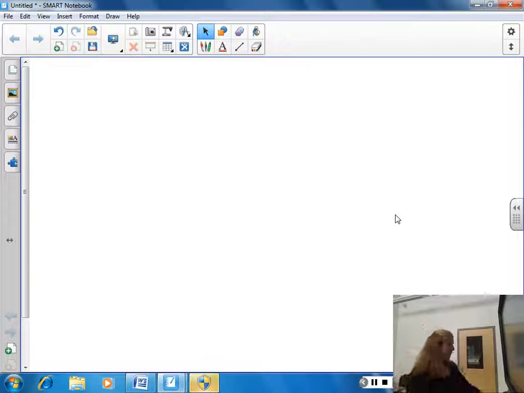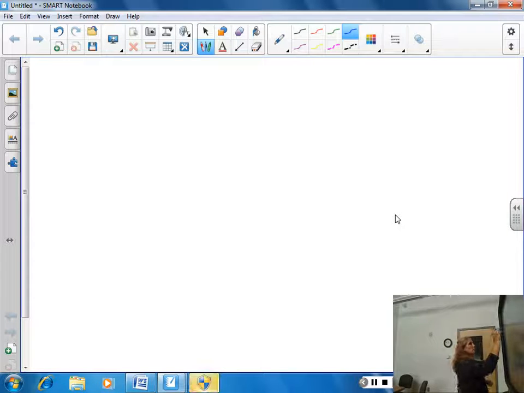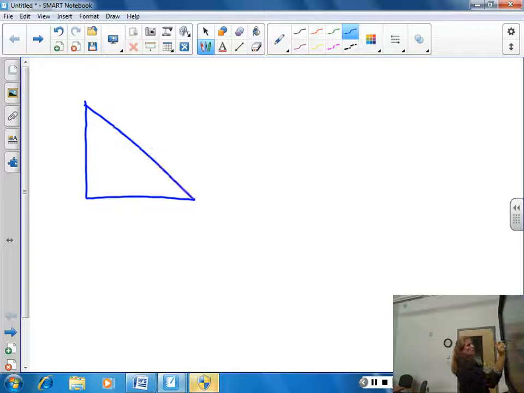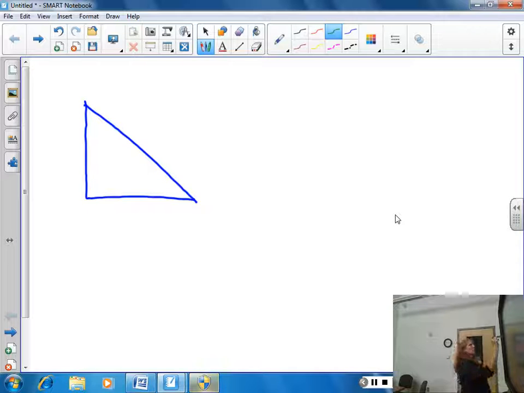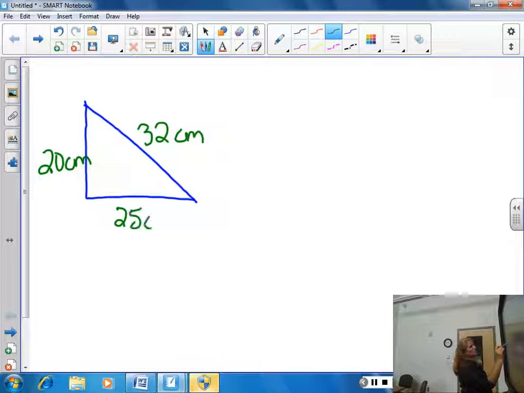Okay, so let's look at a perimeter of something different. Let's say a triangle. Sometimes you can have a triangle that has a right angle in it. A right angle has 90 degrees. Sometimes it looks a little differently. Triangles are all sort of different. But let's say for this problem you were told that this side was 20 centimeters, this one was 32 centimeters, and this one was 25 centimeters.